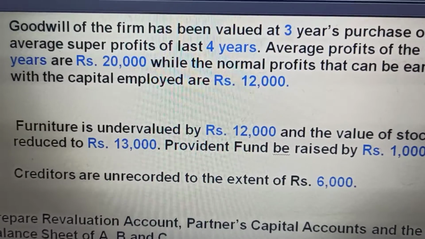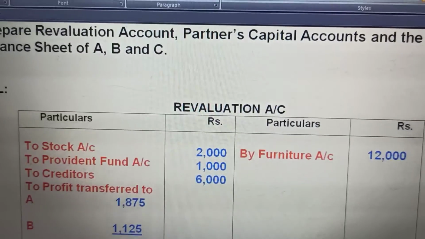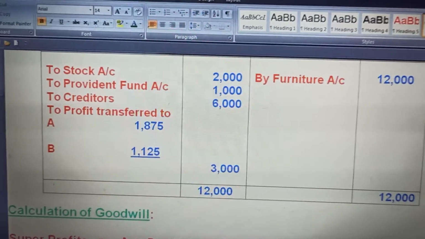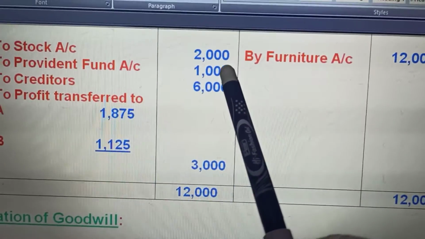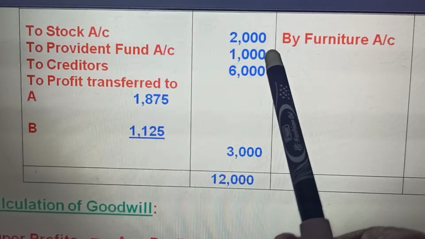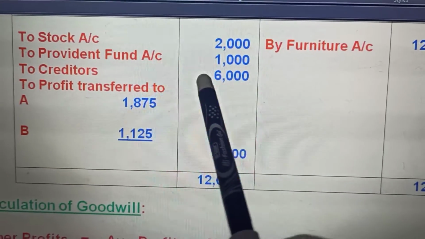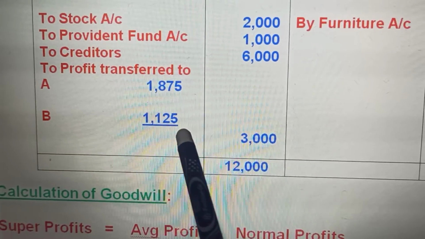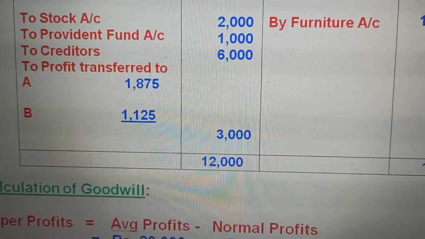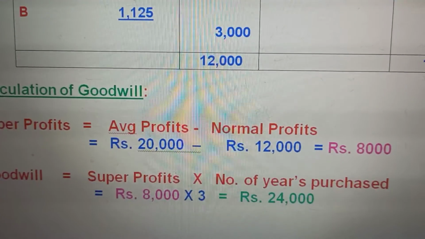After this, we have been asked to prepare the revaluation account, partners' capital account, and the balance sheet. So with the given adjustments, we prepare the revaluation account. The furniture has increased, stock has decreased, decrease in stock on this side, increase in furniture on this side. The provident fund liability increases on this side, creditors increase on this side, and the difference between both the sides is distributed among A and B, the old partners, in the old ratio. And this is discussed, this is done. Old ratio is 5:3. That has been given to us. We have distributed that. Now let us calculate the goodwill.